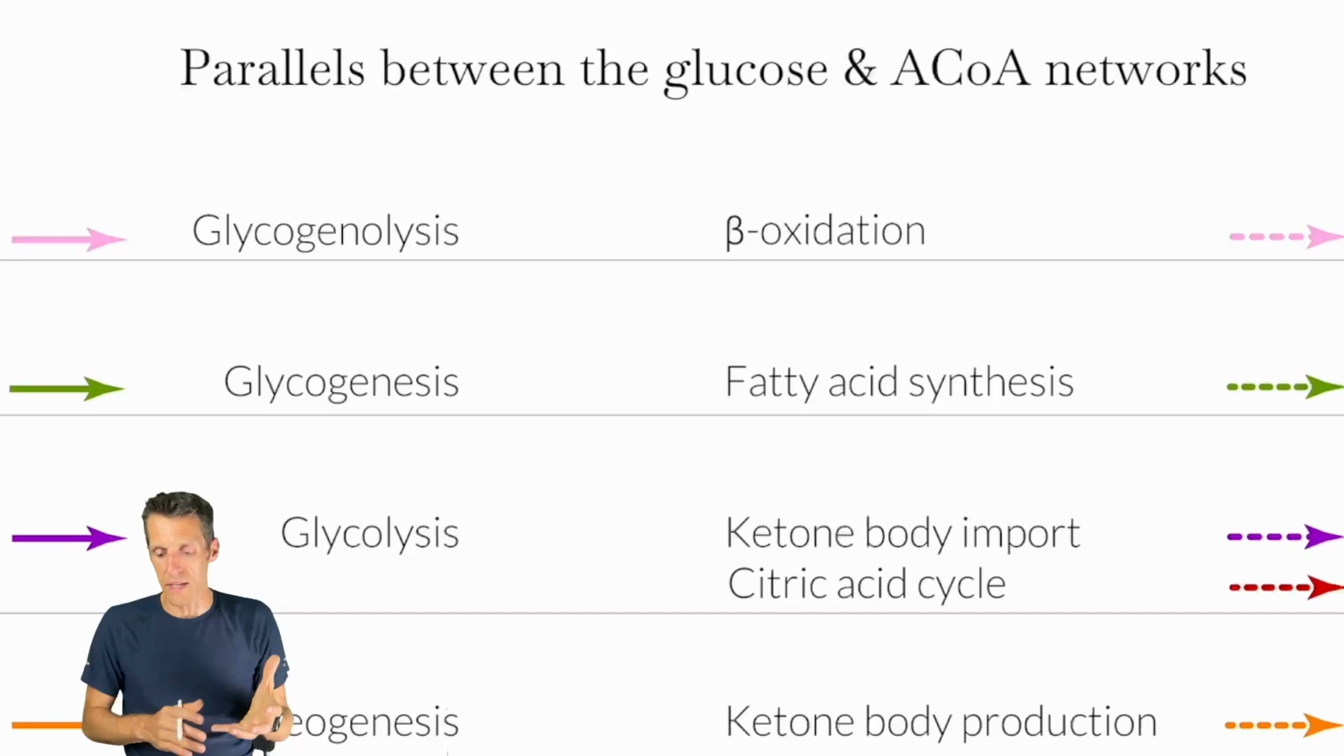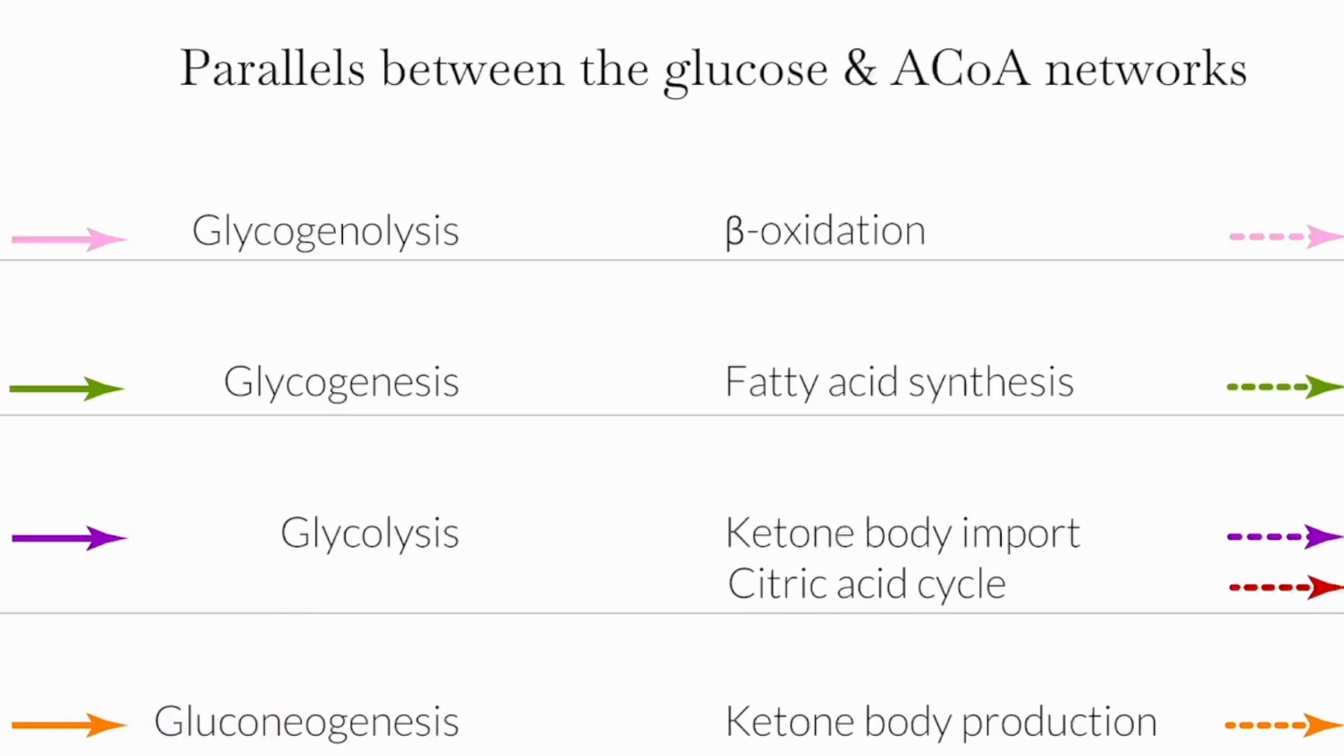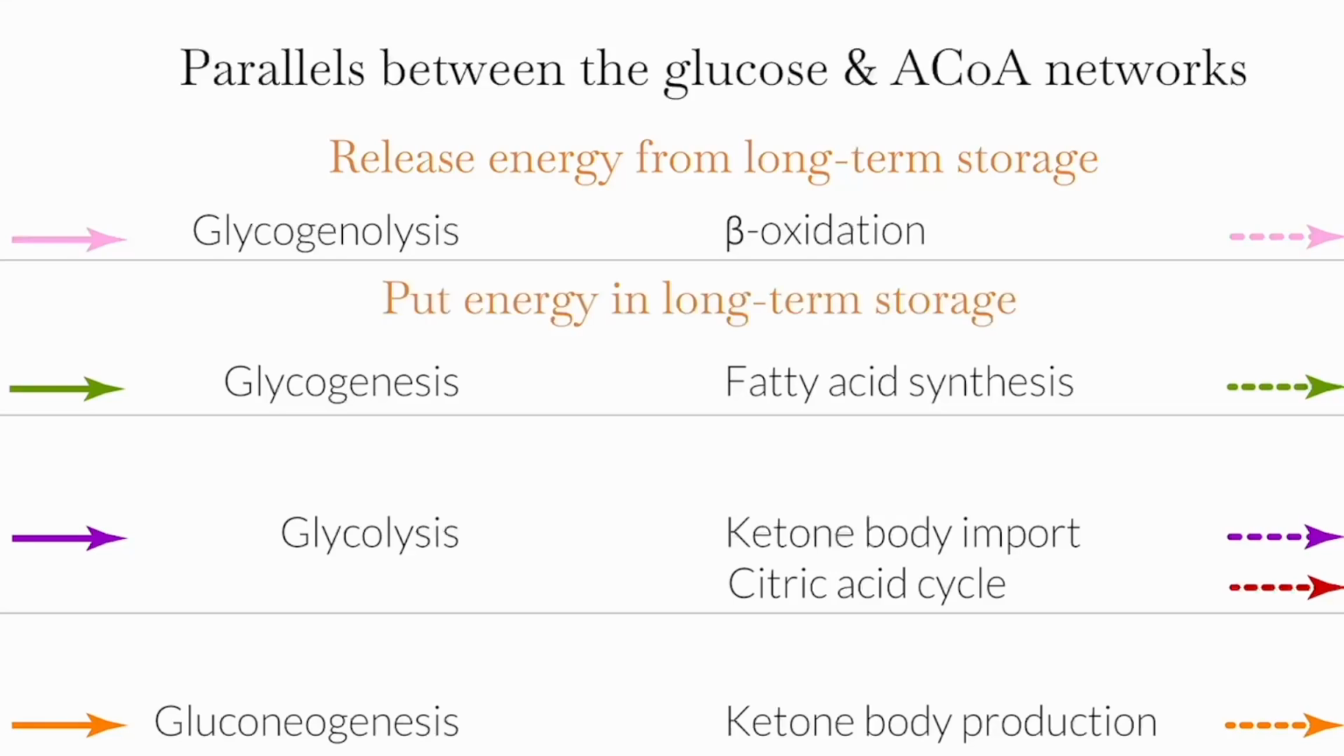And another really interesting thing is how parallel this network is to the glucose network, right? So if we think about the glucose network, there are a variety of different pathways that do different things. So for example, glycogenolysis takes glycogen and breaks it down into glucose subunits. Beta-oxidation inside of the acetyl-CoA network does the same thing. It takes free fatty acids and breaks them into acetyl-CoA. So glycogenolysis releases glucose molecules. Beta-oxidation releases acetyl-CoA molecules. This is paralleled by the opposite pathways. We have glycogenesis storing glucose, fatty acid synthesis storing acetyl-CoA.